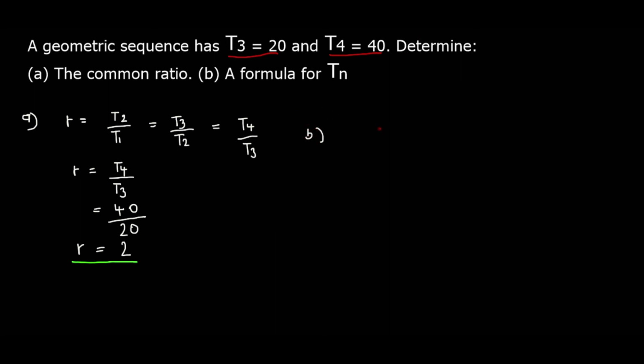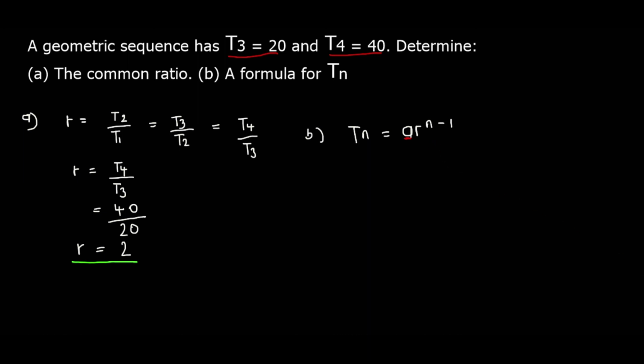Determine a formula for Tn. For a geometric sequence, Tn is equal to A R to the exponent n minus 1. But you can notice that in this question we are not given A. And the nth term formula is always only in terms of n. We cannot have two unknown variables, so we cannot have the unknown A and the unknown n. So this is the nth term, the only unknown must be n, because n is the number of terms.